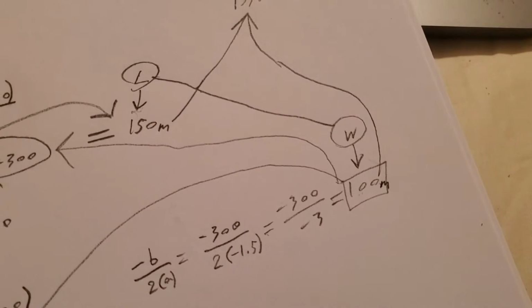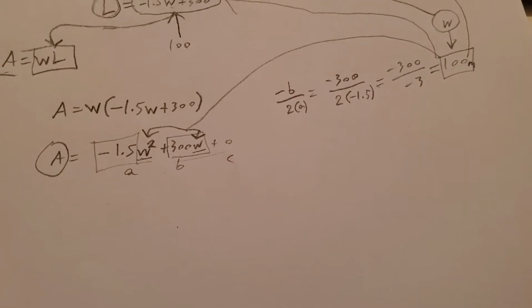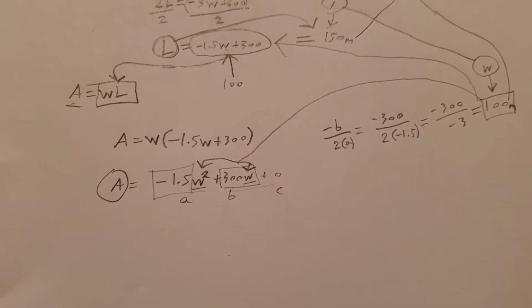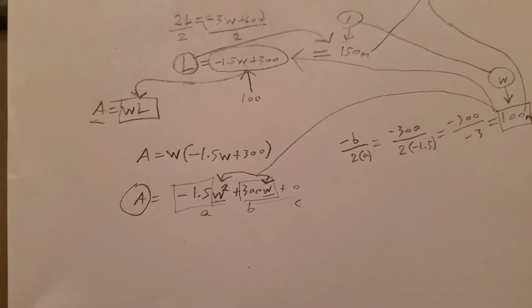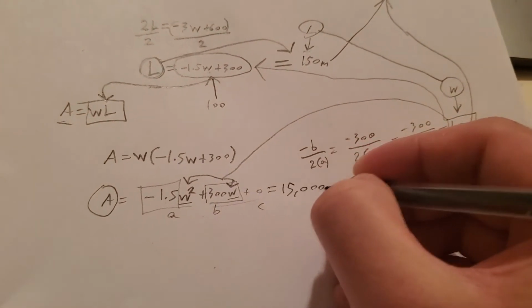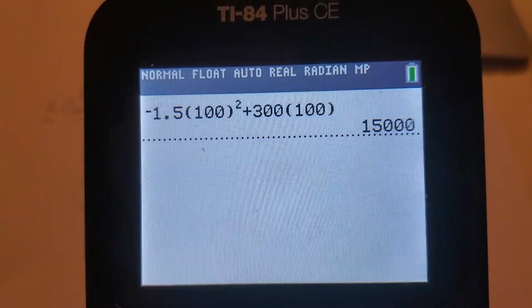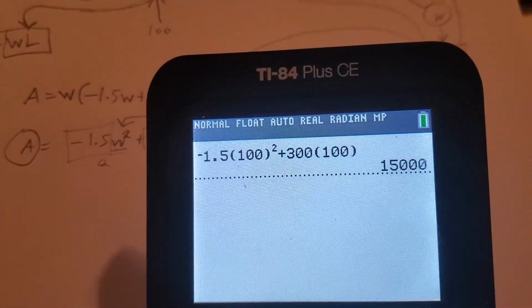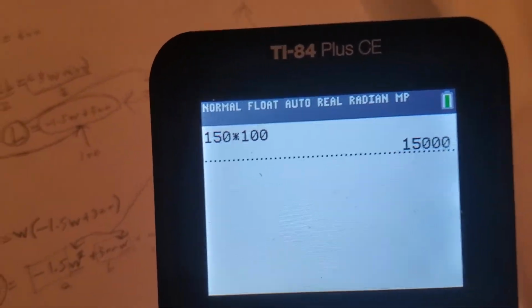Length and width. Right? And again, just to show you the other way, to prove the point, I'll plug the 100 into the area formula. Negative 1.5 times 100 squared plus 300 times 100 is equal to 15,000 meters squared. So again, it's both ways. That's plugging the 100 into the area expression, and you get the same thing as if you multiplied 150 times 100. It's the same thing. So that's this problem.